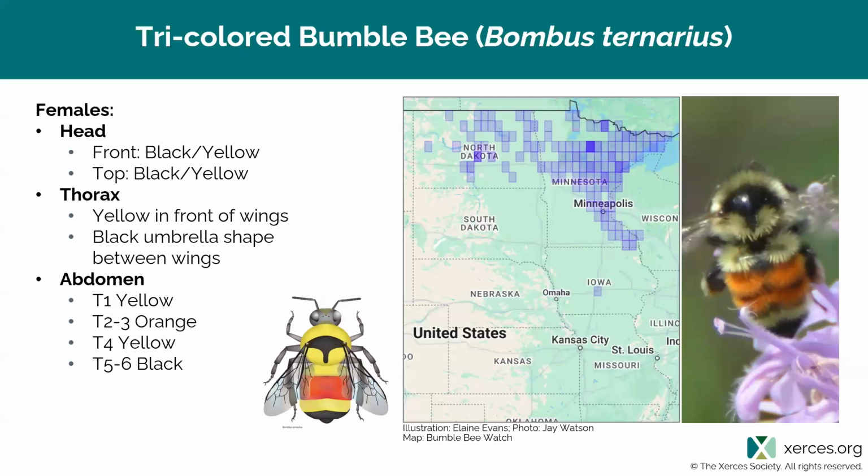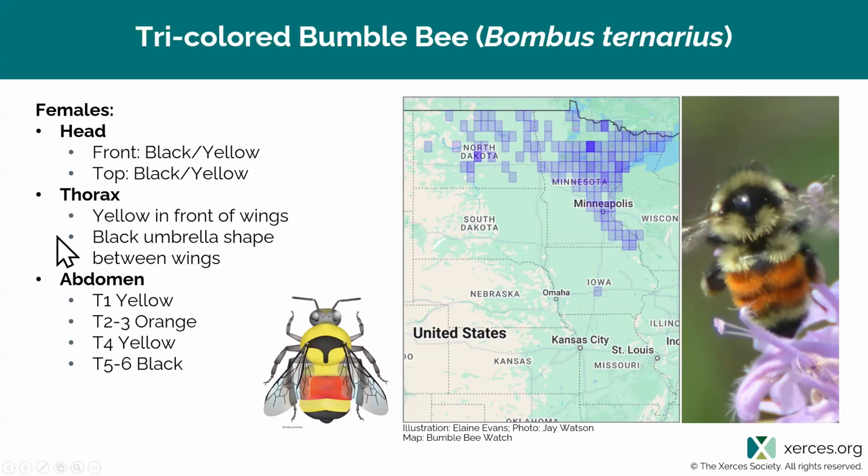All right. The next bumblebee that we have on the docket is the tri-colored bumblebee, Bombus ternarius. And this is a bumblebee that you are going to be mostly finding in the northern Midwestern United States. So we see it quite a bit in Minnesota, North Dakota, and sometimes in Iowa, but it is not a bumblebee species that you're going to be seeing across the Midwestern United States. This bumblebee gets its name because it is three-colored. It is red, yellow, and black.